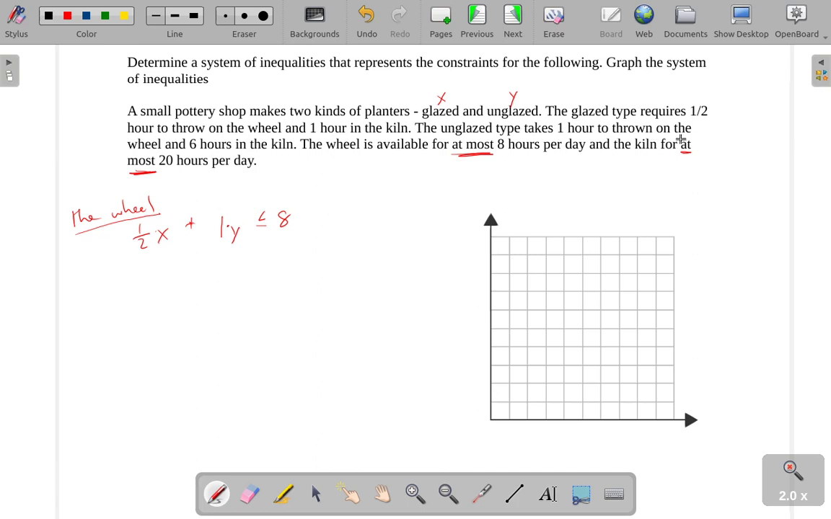The second inequality here, I'll make this one the amount of time in the kiln. And again, I'm going to look to see how much time is taken in the kiln for the glazed type. Each glazed type requires 1 hour in the kiln, so I'm going to say 1 times X for the total number of hours that the kiln is used for the glazed planters. And the unglazed, looks like they each require 6 hours in the kiln, so I'll say 6Y. And the kiln is available at most 20 hours a day, so I'll say 1x plus 6y is less than or equal to 20. Again, less than or equal to because we said at most 20 hours a day.